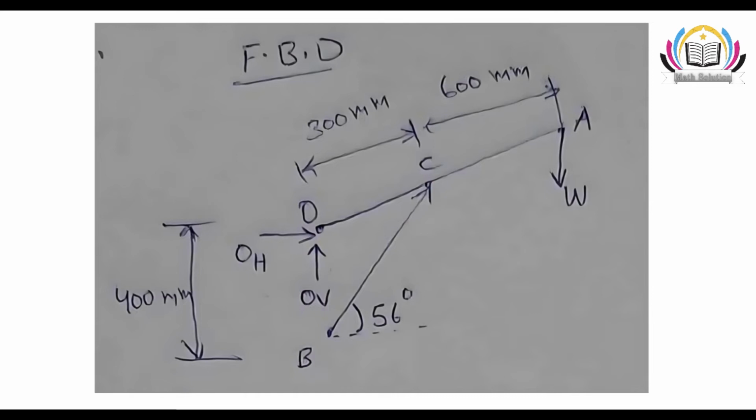Now that we have identified all the forces, let's summarize them. We have the weight downwards as W, the normal force upwards as N, the frictional force to the left as F, the force of gravity parallel to the inclined surface as W parallel, and the force of gravity perpendicular to the inclined surface as W perpendicular.